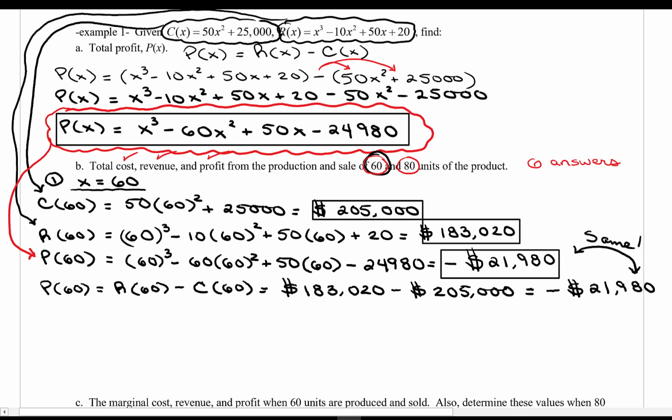And I have drawn an arrow pointing from our P of 60 that I did earlier to the P of 60 I did right now, and I wrote the word same. That way I know it's the same answer, and I've boxed in all my answers for C of 60, R of 60, and P of 60.